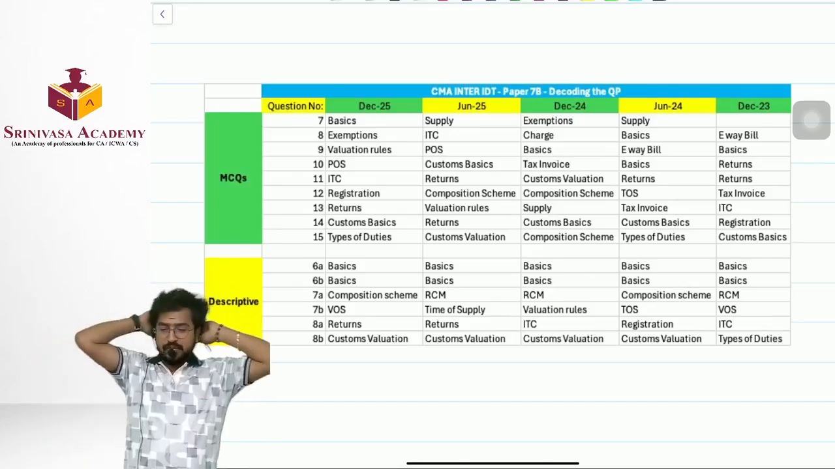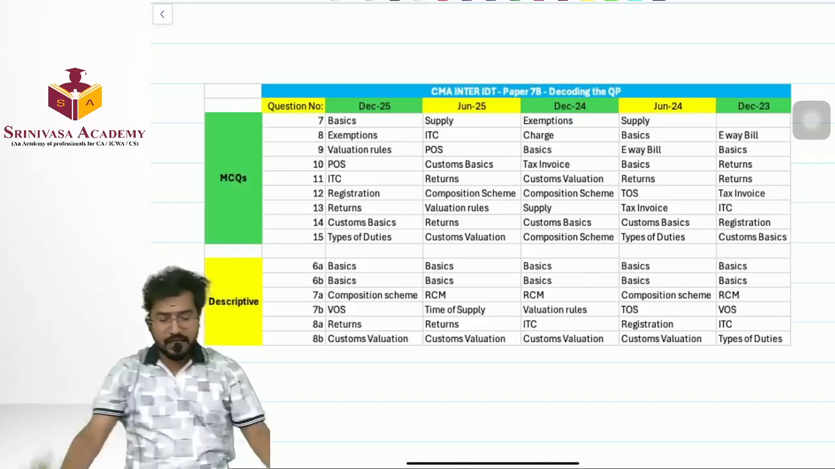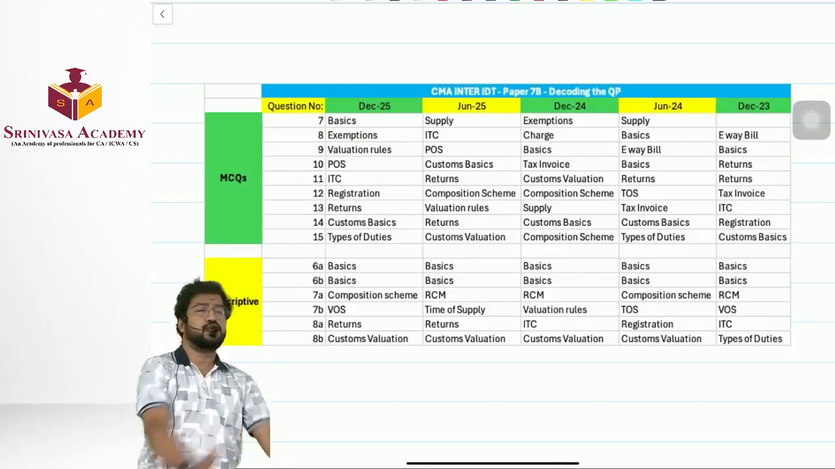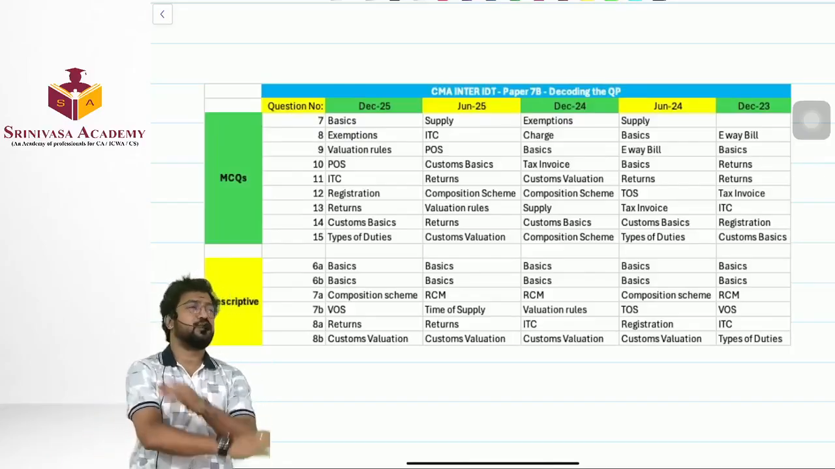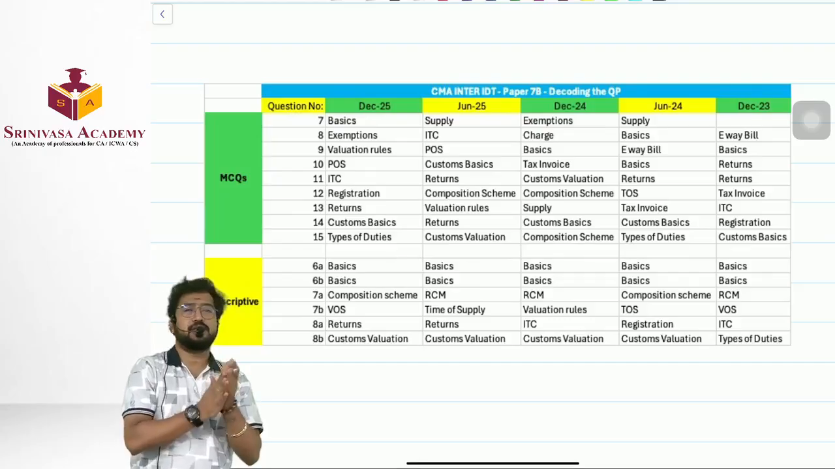So yes, good morning everyone. Good morning. Right. So today we are here to revise quickly the CMA Inter syllabus, Paper 7B.